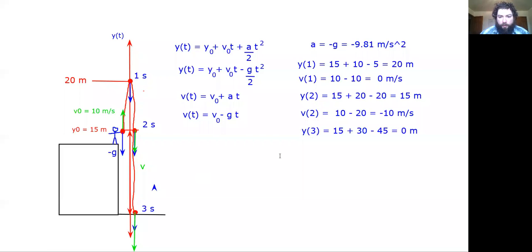So this is a nice little problem. We can figure out the velocity when it hits the ground, which I think is one of the more interesting things to find out in this problem. So again, we have 10 meters per second minus 10 times 3 for t. So that's going to equal 30. And so that's going to be negative 20 meters per second, the velocity at time 3. Okay, so that's a good example of projectile motion in 1 dimension, and I'll move on to 2 dimensions and vectors. Thanks.